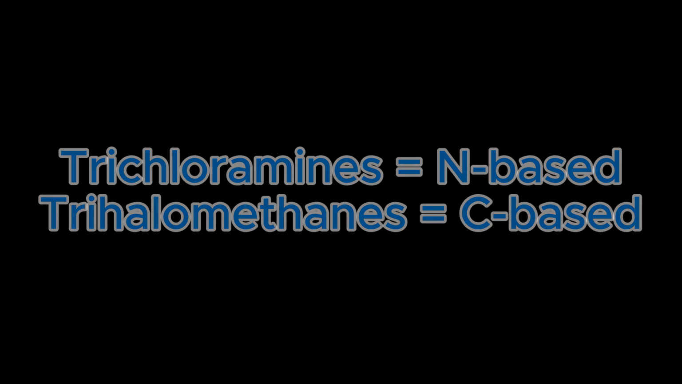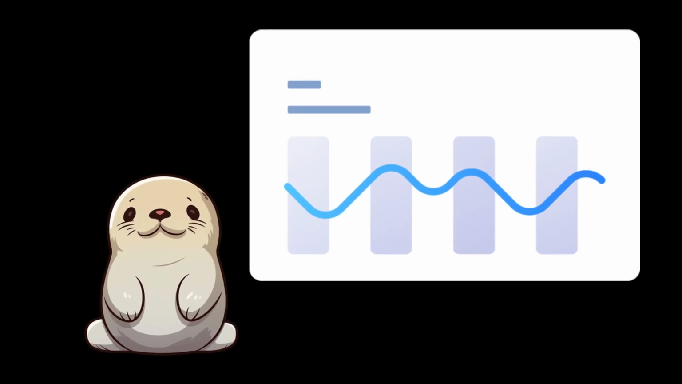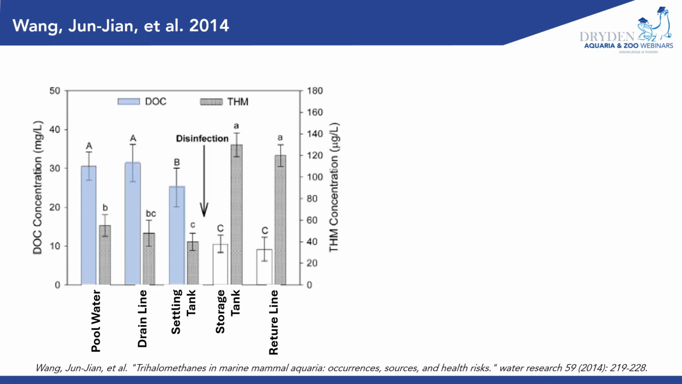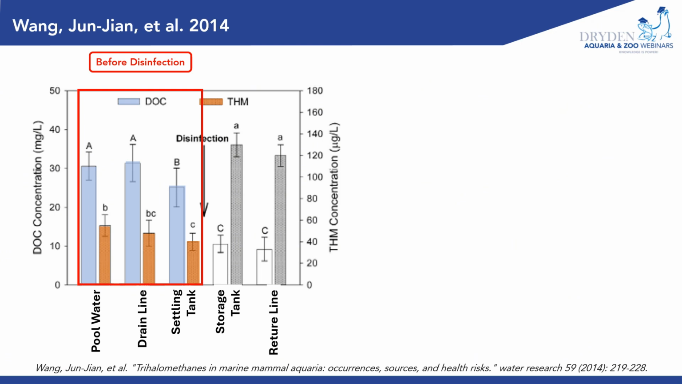Great. Laura, do you have a good case study to support what we've discussed so far? Yes, I do. Here is a graph comparing dissolved organic carbon and THM concentrations in different locations. It shows that the concentration of dissolved organic carbon is highest before disinfection. But once chlorine is added, THM levels spike. Therefore, the more precursor material that can be removed, the lower the potential of THM formation.